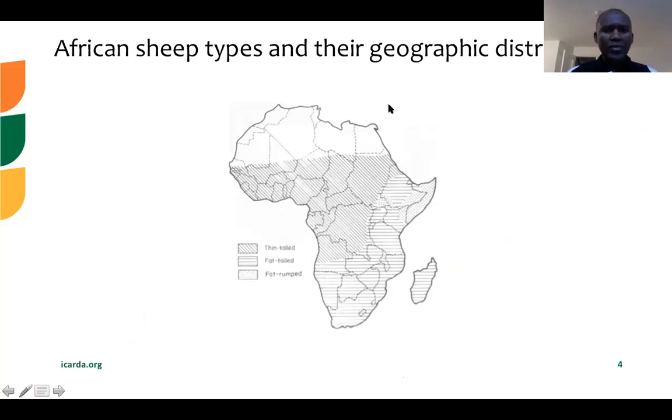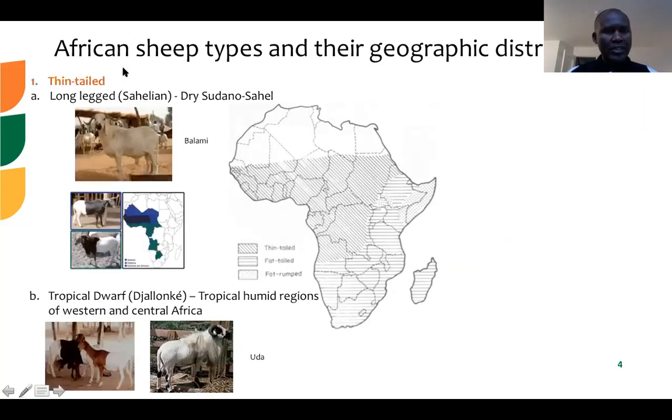In Africa, there are three broad types of sheep that have been described. These include the thin-tailed sheep, which are of two subtypes: the long-legged or Sahelian sheep and the tropical dwarf or Djallonke sheep. The long-legged or Sahelian type mostly occurs in the dry Sudano-Sahelian zone, while the tropical dwarf or Djallonke sheep occurs mostly in tropical humid regions of Western and Central Africa.